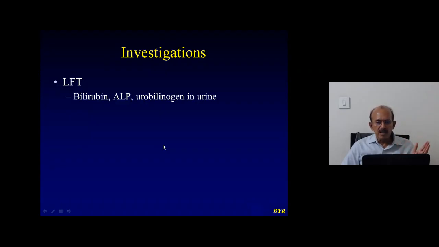What is the cause for obstruction? We have to go for the next step. So what is the next step? You have done ultrasound scan. There is IHBD and EHBD. IHBD means intrahepatic biliary dilatation. EHBD means extrahepatic biliary dilatation. So there is IHBD and EHBD. So what next investigation do you go for?